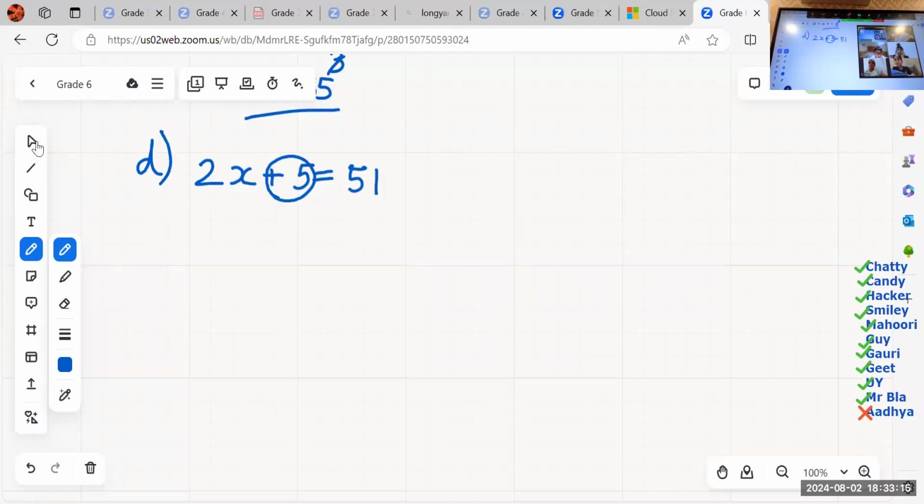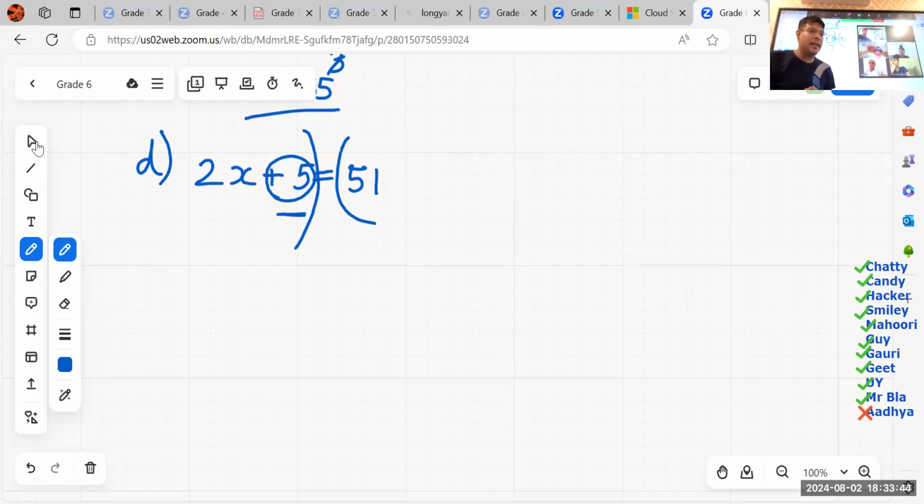This plus 5 is on which side, Adya 2? Which side is this 5, right side or left side? Right side, sir. Right side is the one on the right of equal to, left side is on the left of equal to. So first of all I have to get rid of this number.